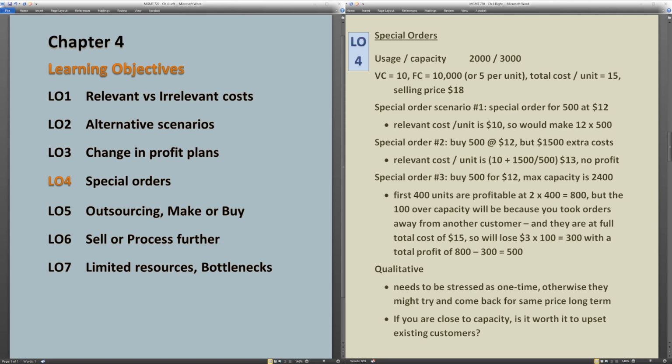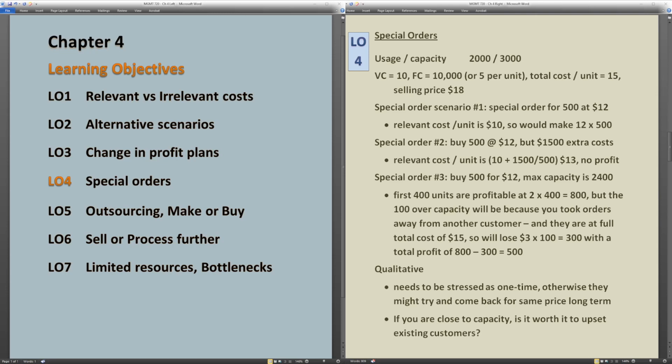So that last 100 units, if we steal it from someone else, the total cost of those would be 15. We'd be paid 12 for that last 100, so we would lose $3 on that last 100. So what would the upshot be? We'd make $800 on the first 400 units. We'd lose $300 on the last 100 units. So a total net of $500. So that's still profit, but would you do it? Why would you do it?